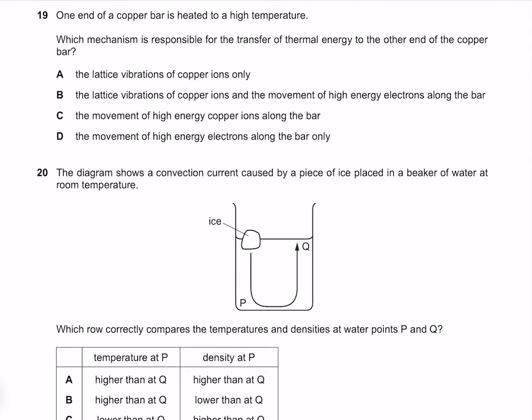One end of a copper bar is heated to a high temperature. Which mechanism is responsible for the transfer of thermal energy to the other end of the copper bar? This is from both the lattice vibrations and the movement of the high energy electrons. Not the lattice vibrations only, and our copper ions wouldn't move, and not the movement of the high energy electrons only. So our answer is B.